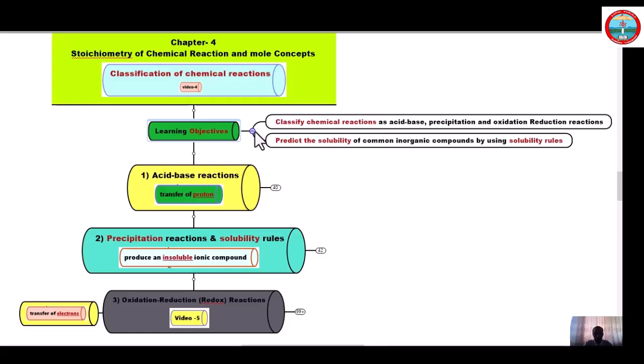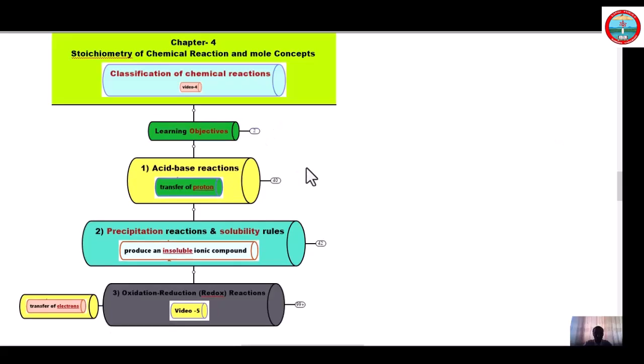video include: 1. Classifying chemical reactions as acid-base, precipitation and oxidation reduction reactions. 2. Predicting the solubility of common inorganic compounds by using solubility rules. Broadly, there are three different types of chemical reactions: acid-base reaction, precipitation reaction and oxidation reduction reaction. The oxidation reduction reaction will be presented in the coming fifth video. In this fourth video, I will explain the acid-base reactions and the precipitation reactions.